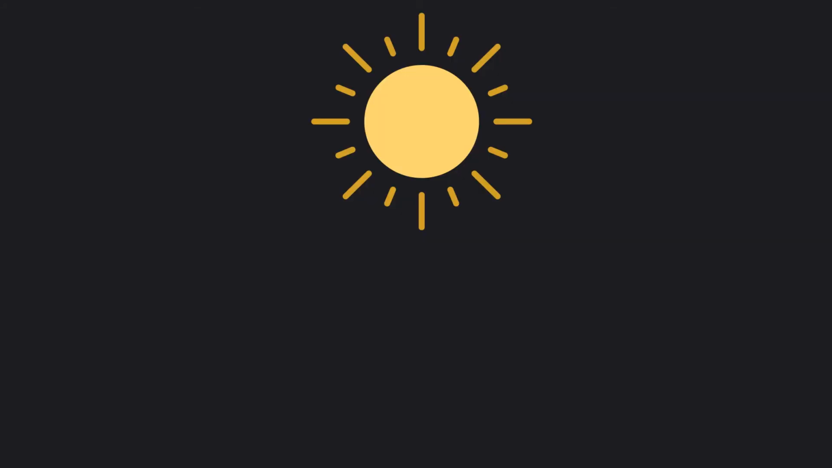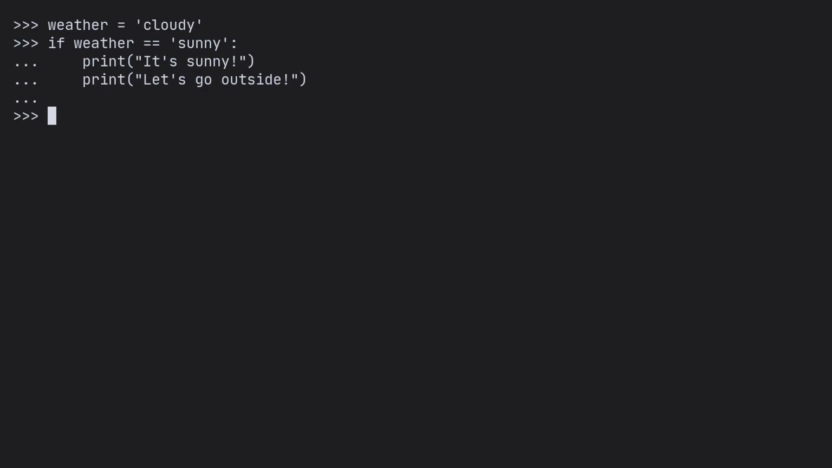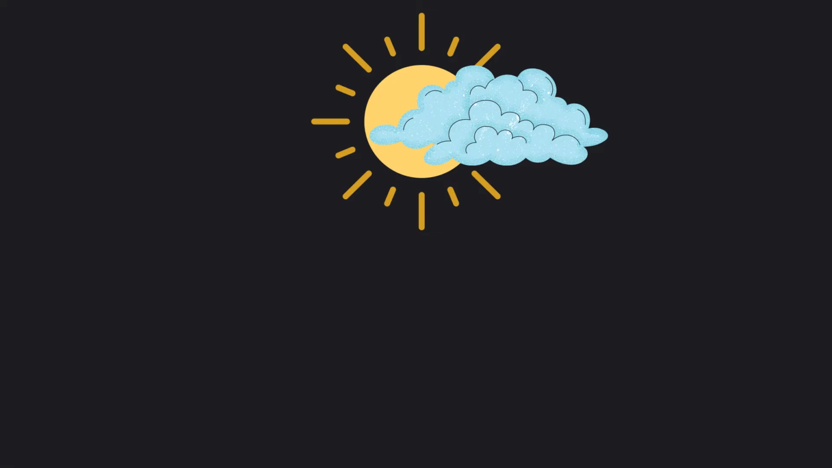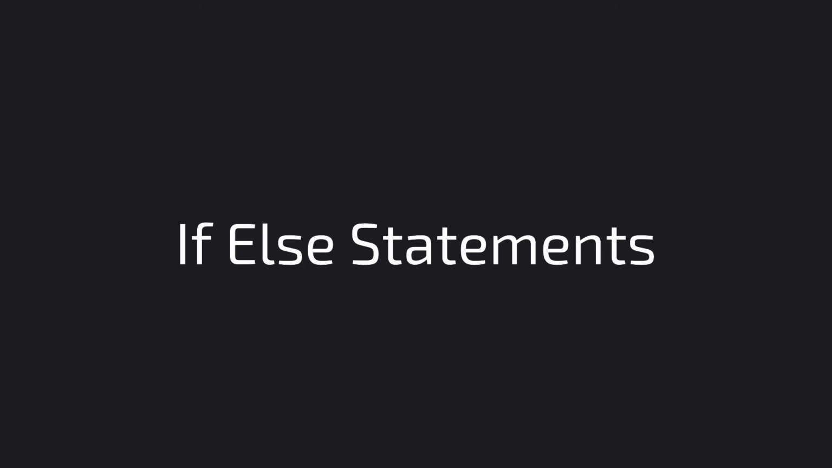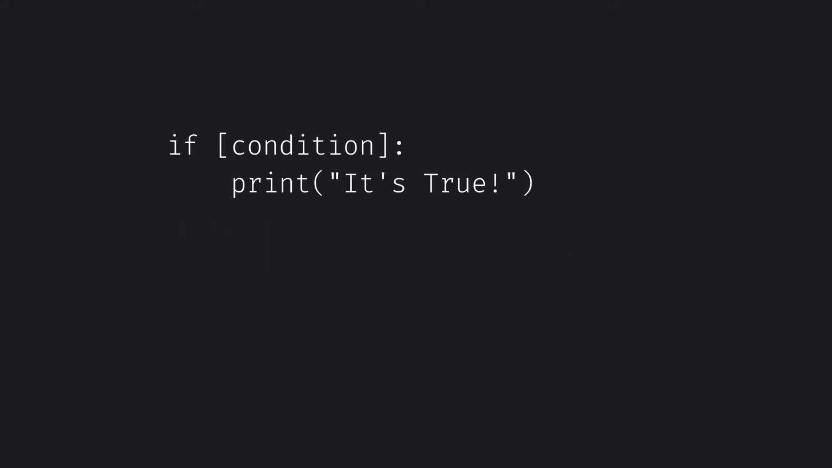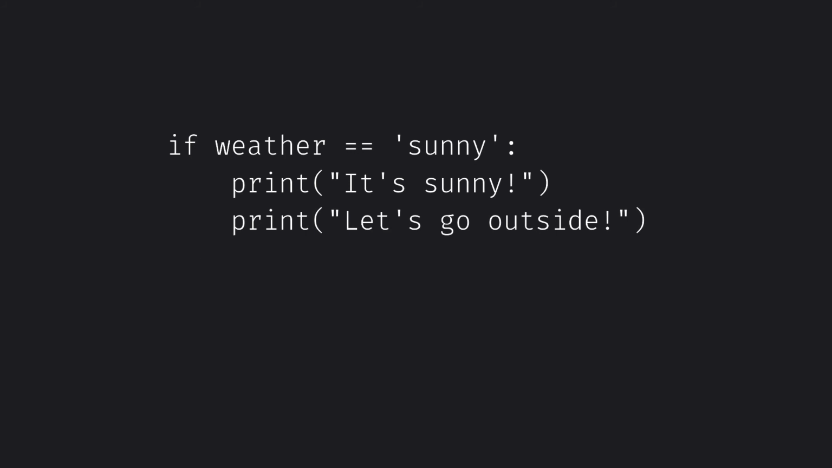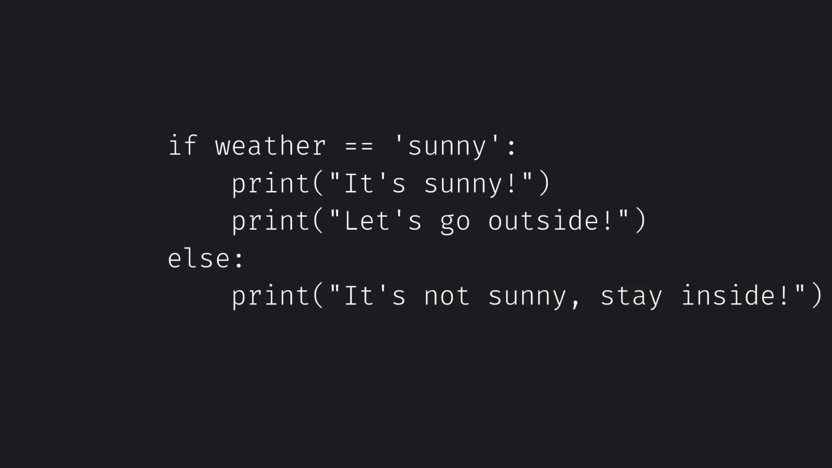So far, our if statements will tell us to go outside if it's sunny, but what about if it's cloudy? If we change our variable to now contain the string cloudy, and repeat our if statement, nothing happens. That's because the condition is now false, as the weather is now cloudy. But what if we wanted the program to tell us to stay inside when it's cloudy? That's where if-else statements come in. If statements have an optional else clause, which is the opposite of if. It only executes if the condition is false. So, in our case, the else clause will only execute if the weather isn't sunny.